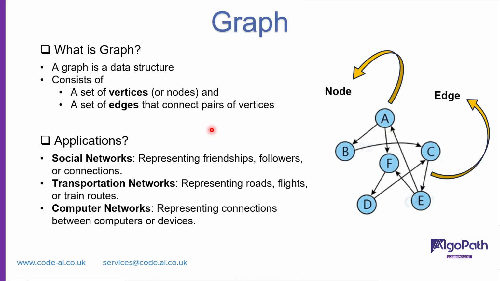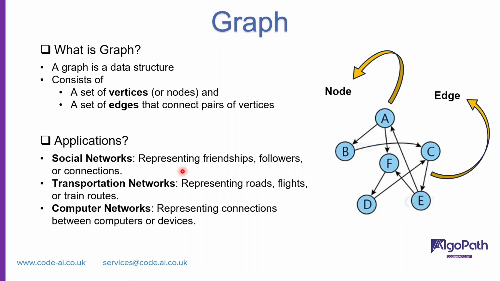So this is a non-linear data structure. I hope you already know about tree or list. This is quite different from that. It has vast applications in real life. For example, in social networks representing friendships, followers or connections. You have some friends. Those friends are connected with some other friends. And the second level friends may or may not be your friends. So that's a connection that we can explain with graph.